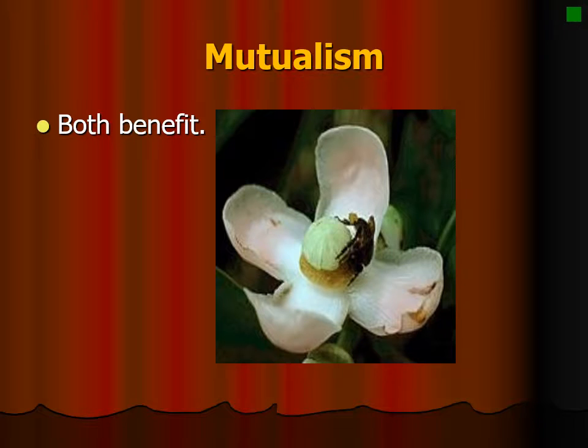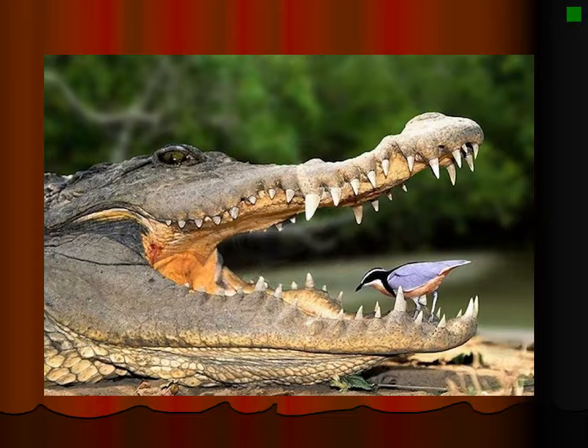Mutualism is when both organisms benefit. Here it's just the same thing as at the very beginning. You have a pollinator that gets nectar, and you have a flower that is able to be reproduced because of the pollinator. This is an example of mutualism.